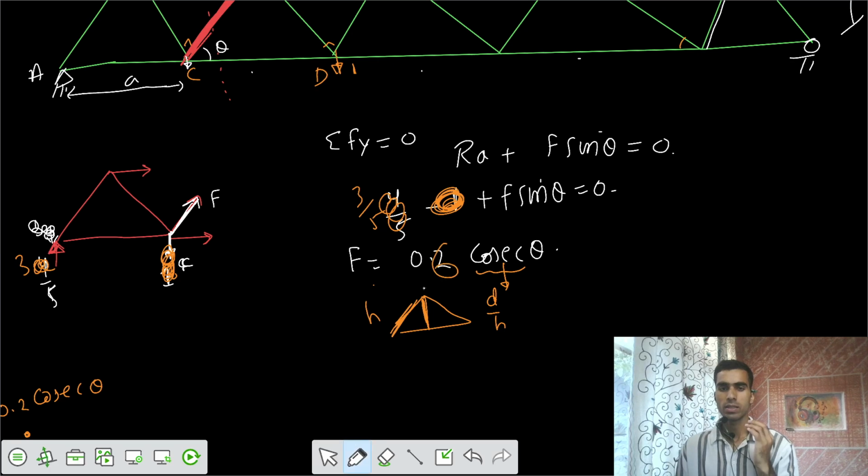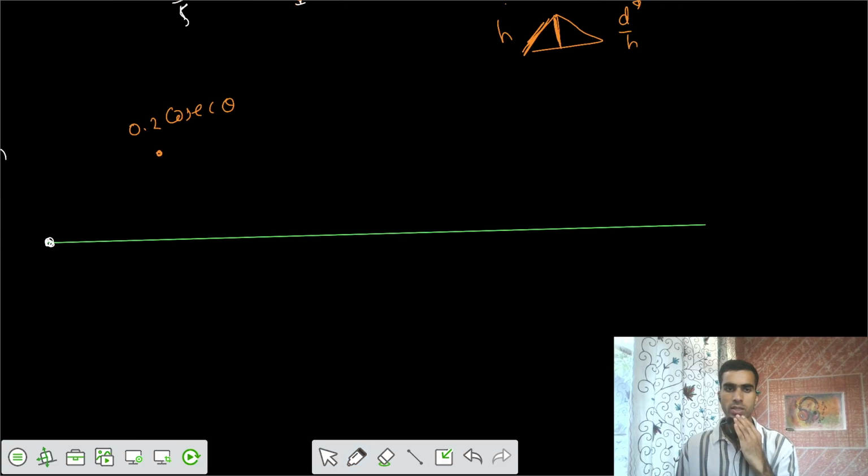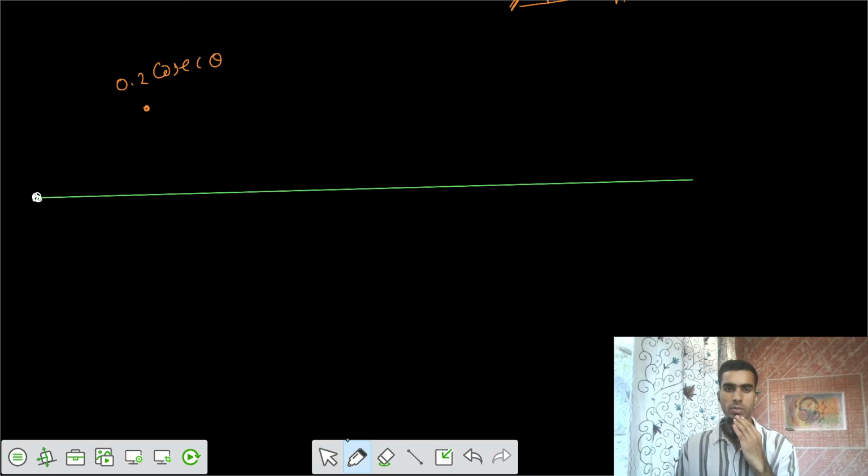Then I get this 0.6, and would it be positive or negative? That's, I think, negative. So negative times 0.6 cosecant theta.